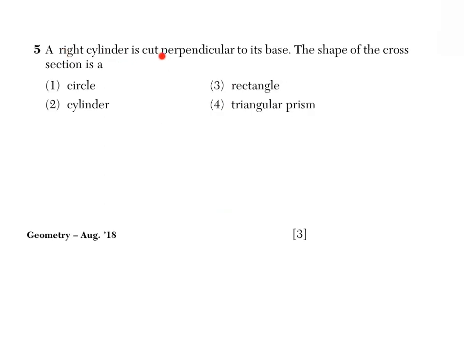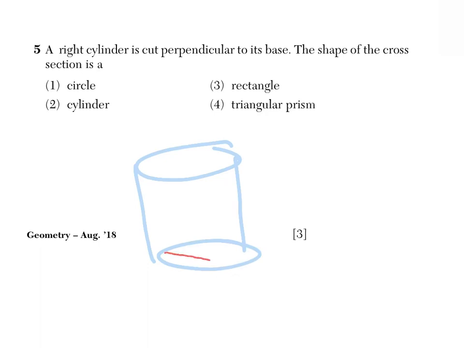Question 5 says, a right cylinder is cut perpendicular to its base. It's making a 90-degree angle. And it says the shape of the cross-section is which of these 4 objects? To help me visualize this, I'm going to make a quick sketch. I would encourage you guys to do so as well. It certainly doesn't have to be perfect. And what do I know? I know that if it's forming a perpendicular angle from the base, it's going to look a little something like this.